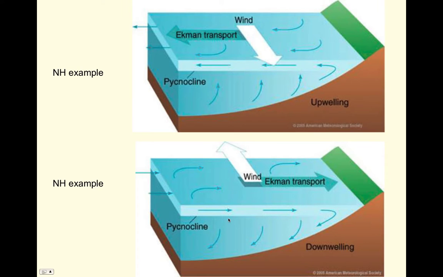offshore. Alternatively, for a wind blowing south to north along a coastline to its east, the Ekman transport piles warm surface water along the coast. As a result, that water is forced downwards in what's called downwelling, and in this case you could expect warmer surface water to exist here because it's not being replaced by deeper oceanic waters.